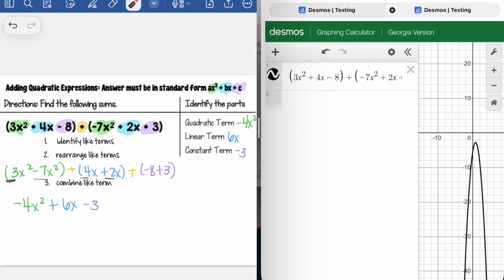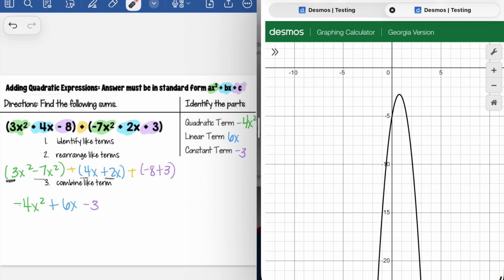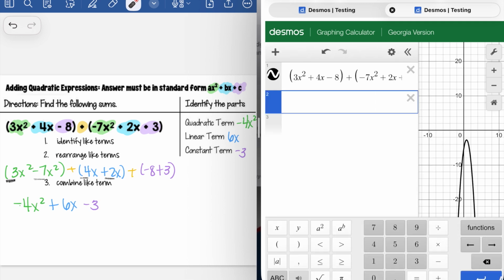So I've already typed in my initial expression, which was the one that we added together, and this is the parabola that they gave me. If this answer is correct, when I type it in, it will match that parabola. So let's see. Negative 4x squared. Notice they're not matching yet. Plus 6x. They are still not matching yet. Minus 3.